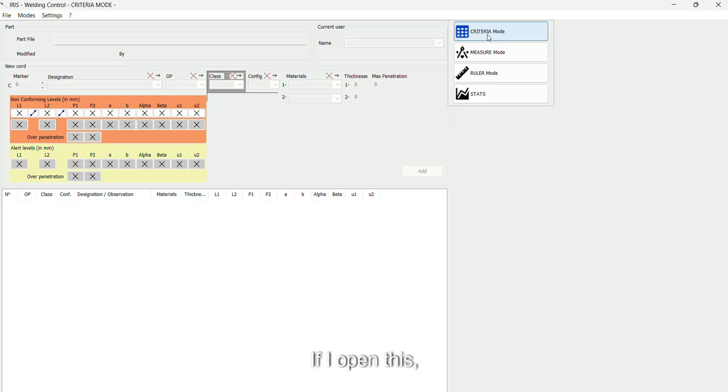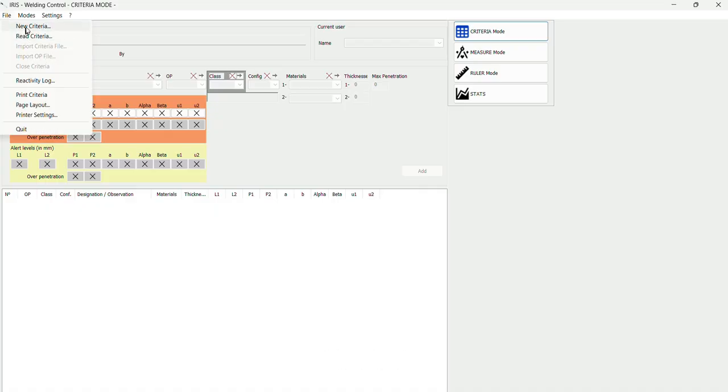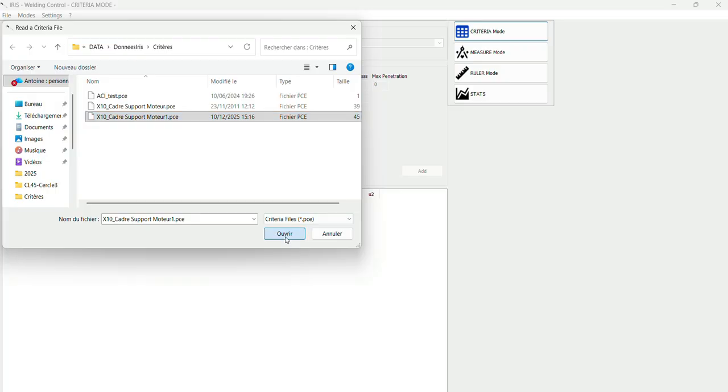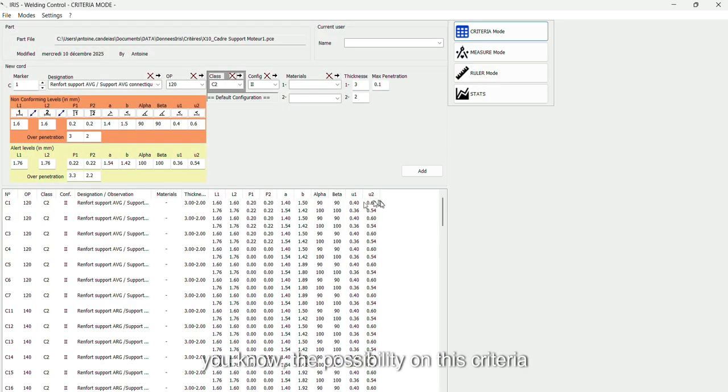If I open this, you can qualify there are 10 points of measurement, and those 10 points of measurement the administrator can analyze, whether it is an operator or welding operator, or if it's the robot or something like that. You can qualify what you want. I can just show you that I can load, to read the criteria like that. You have the possibility on this criteria.